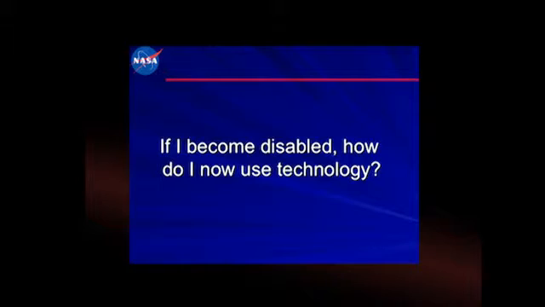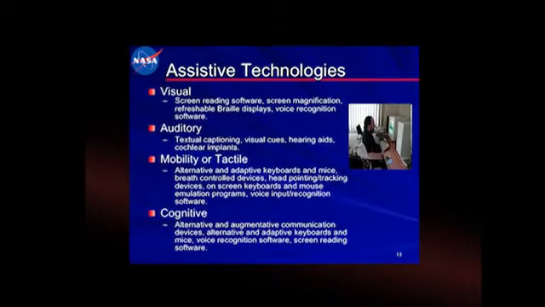So the question is, if I have a disability, how do I now use the technology that I once could use with no problem? If suddenly I had become disabled, how am I supposed to now use that technology? There are what we call assistive technologies, which allow users with disabilities to connect to a computer, to other technology, and be able to still use it as they once did.